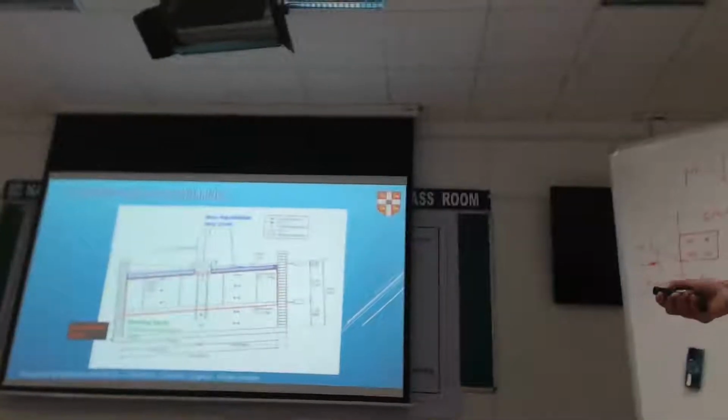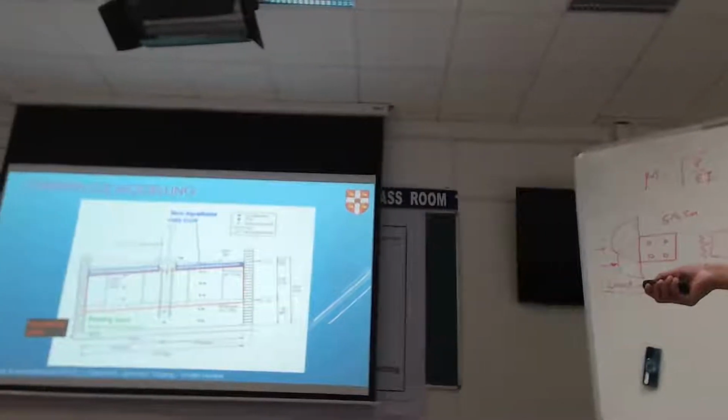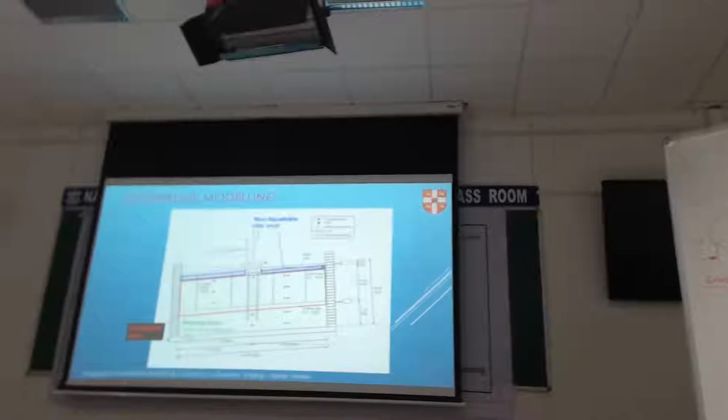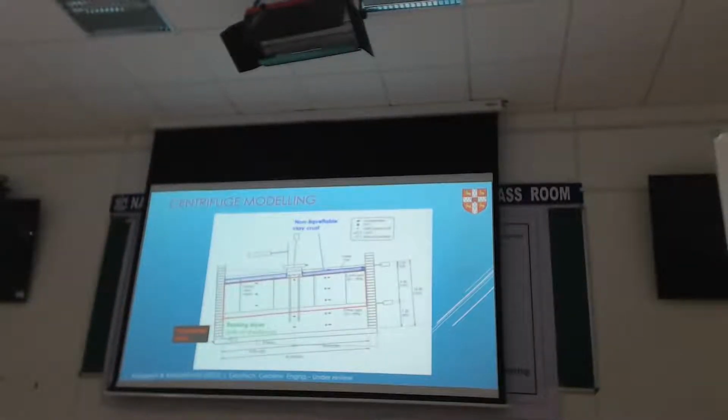So the blue bit is the non-liquefiable clay crust. You've got the loose sand, dense sand, piles going about 7, 8 diameters into the bearing layer. So they've got enough embedment. And the whole container is sloping at 6 degrees, I believe. Yeah, 6 degrees slope. And you shake it.